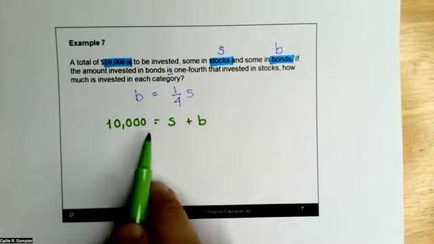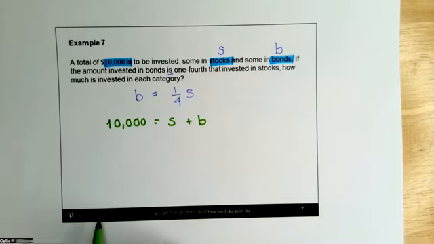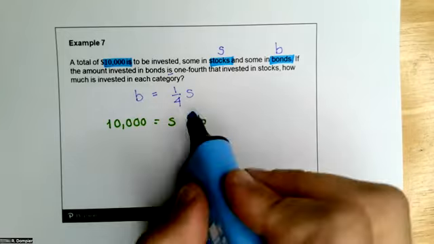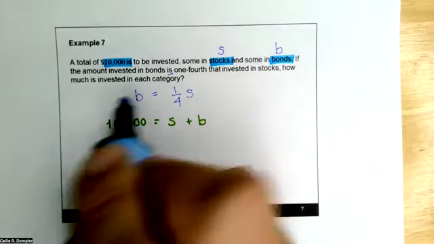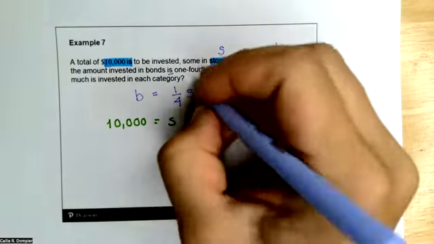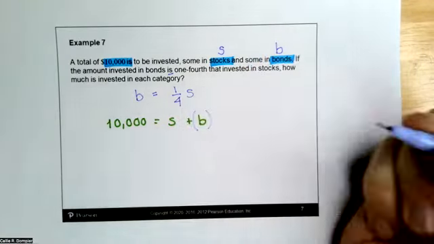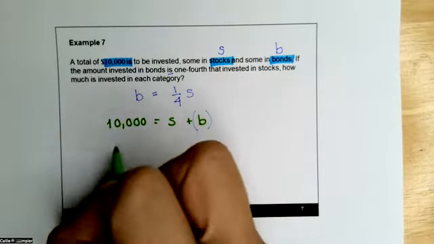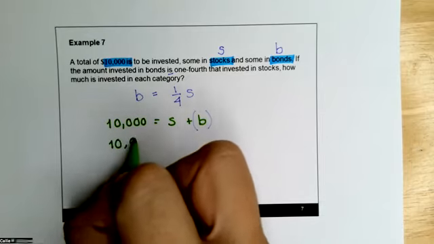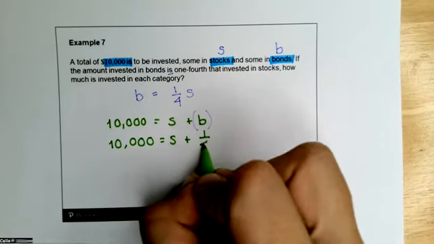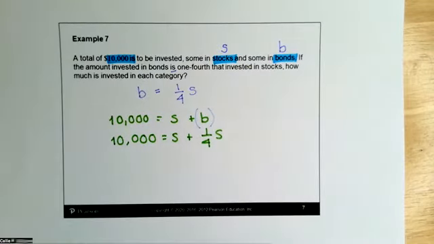Here I have 10,000 equals S and B. But I also know that bonds are 1/4 of stocks. So instead of B, I can put in 1/4 S. Okay. So instead of 10,000 equals S plus B, I can say 10,000 equals S plus 1/4 S. Does that make sense?